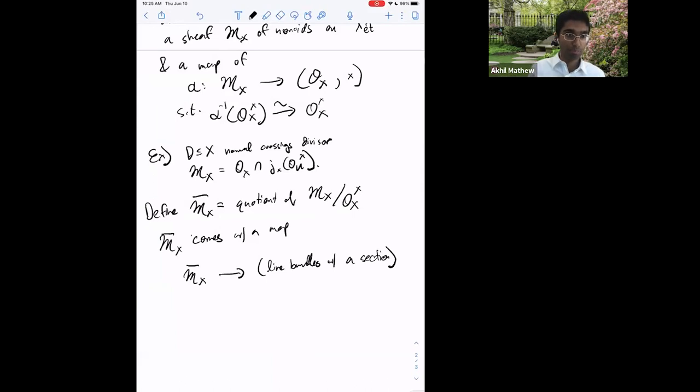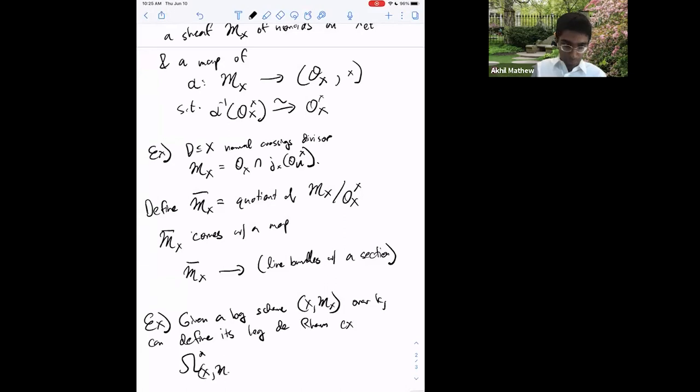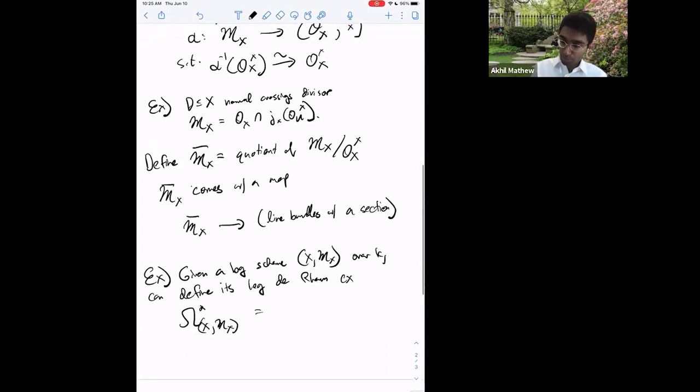In general, it's a general phenomenon that a lot of cohomology theories that one can define in the world of schemes can naturally be extended to the category of log schemes. Maybe the first example is that if you're given a log scheme over a field, then one can define its log de Rham complex, which we could call omega upper star of X comma M_X. This is defined similarly to the de Rham complex, via generators and relations. You start with the de Rham complex. I'll say this informally.